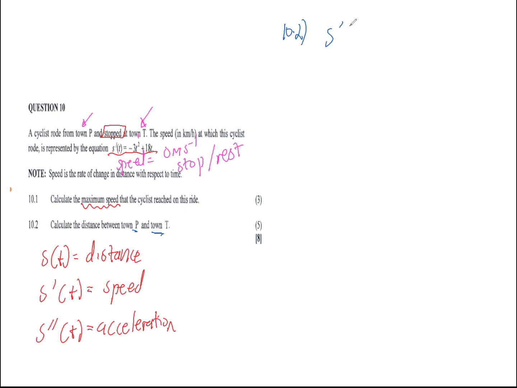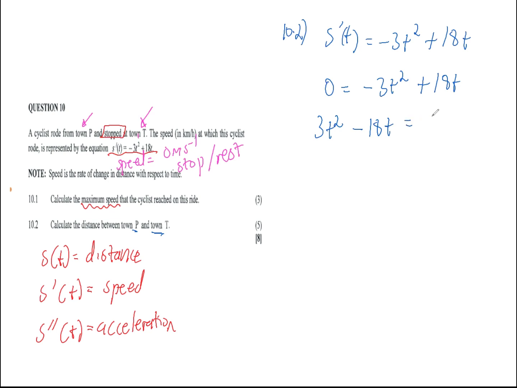So we're going to start by saying S'(T) is equal to negative 3T squared plus 18T. Then we put 0 here: negative 3T squared plus 18T equals 0. So we can take it over to the side: 3T squared minus 18T is equal to 0. Factor out 3T, it's a common factor between the two, and then we have T minus 6 equals 0.